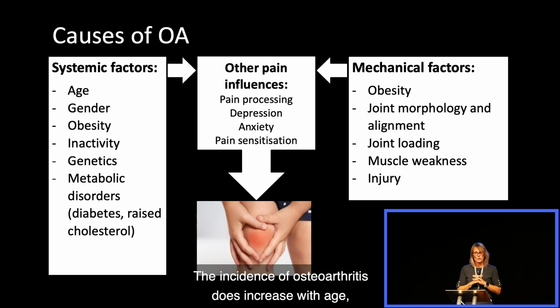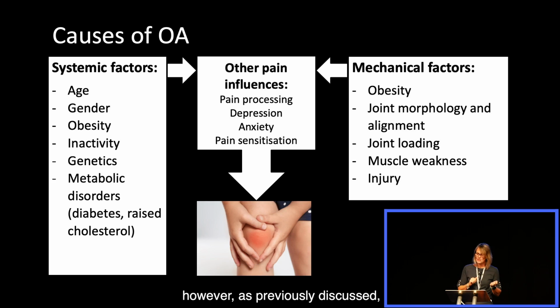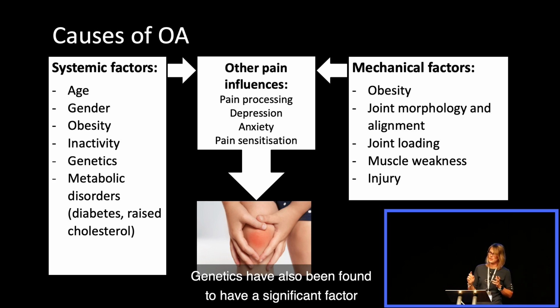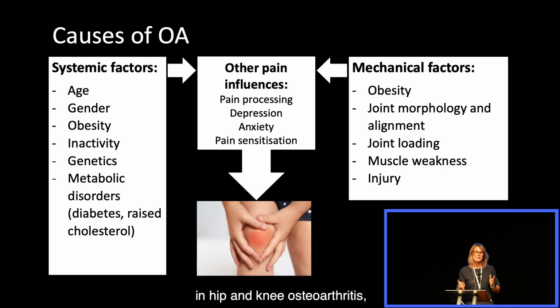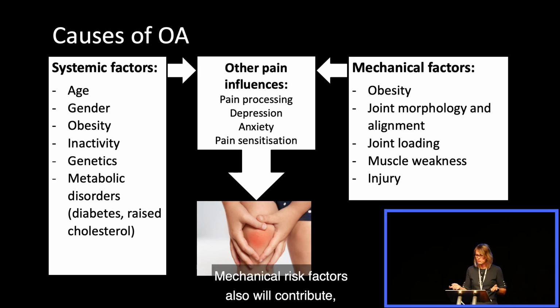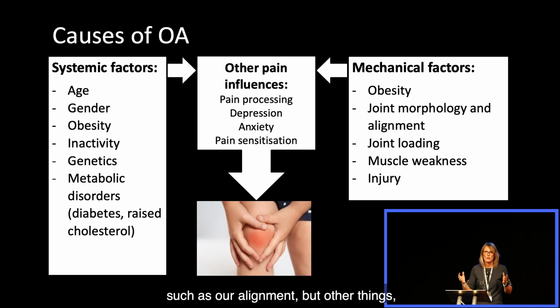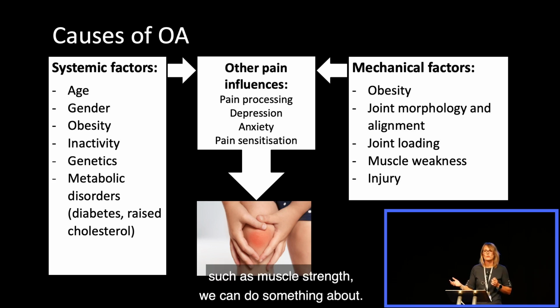The incidence of osteoarthritis does increase with age. However, as previously discussed, it's not an inevitable consequence of age. Genetics have also been found to have a significant factor in hip and knee osteoarthritis, and that is certainly something that we are unable to influence. Mechanical risk factors also will contribute, and again, some of those we can't influence, such as our alignment, but other things such as muscle strength, we can do something about.